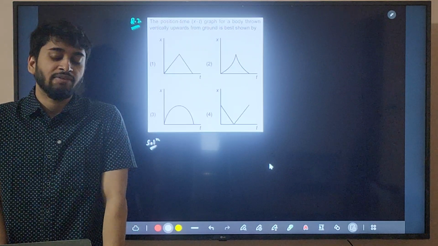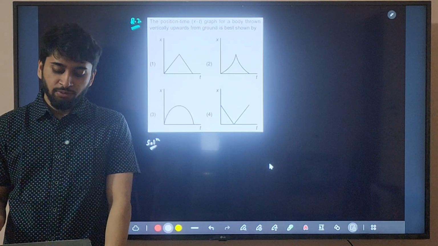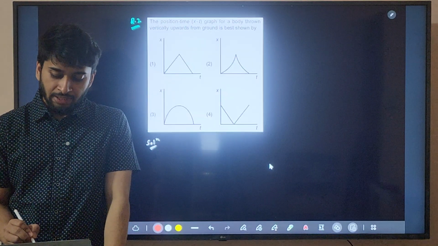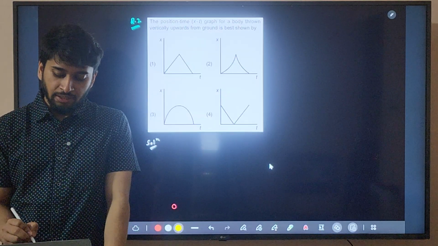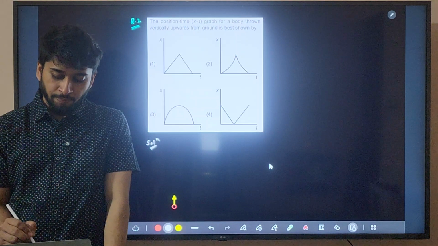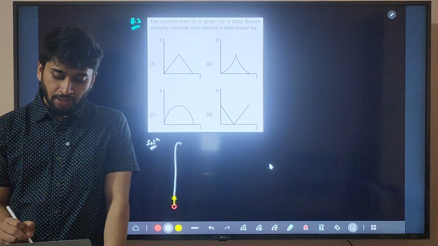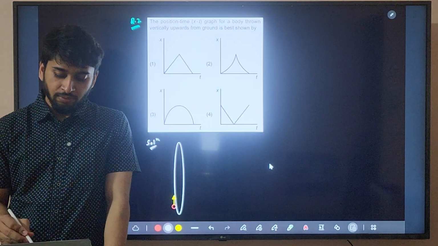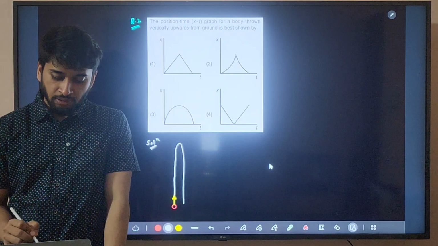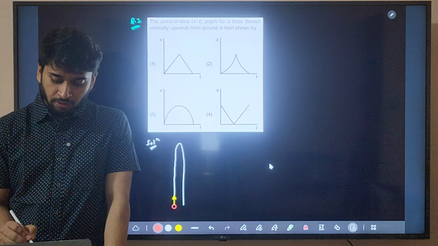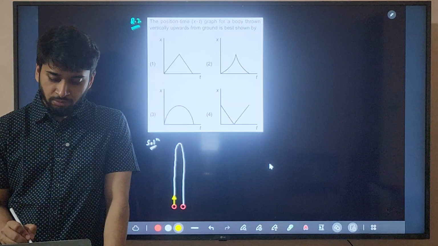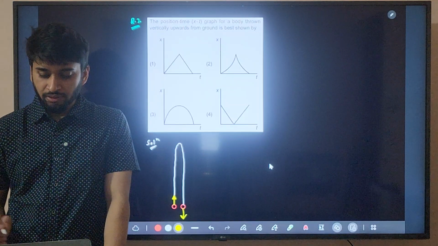Do not change the sign convention. Generally when we throw an object, suppose this is the object and you throw it like this, then it will go up and come down like this. It goes up and then comes down. This is what you have, right?